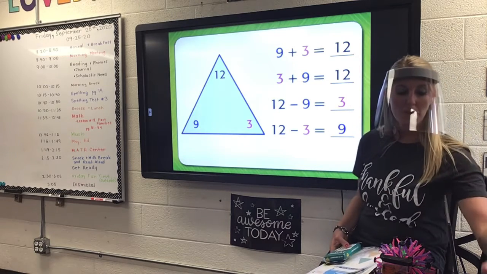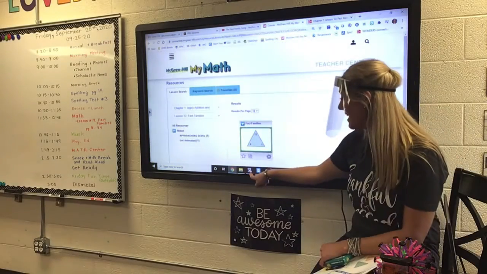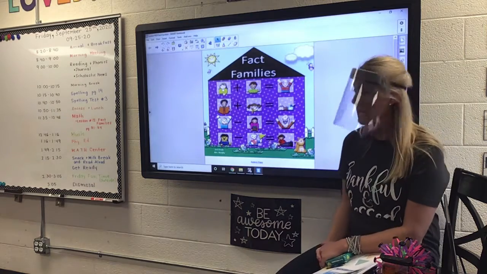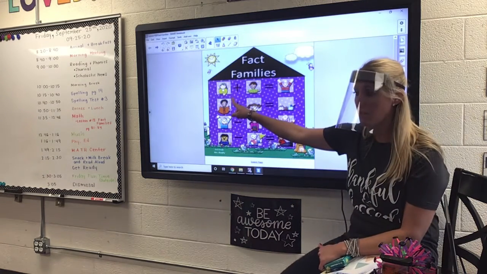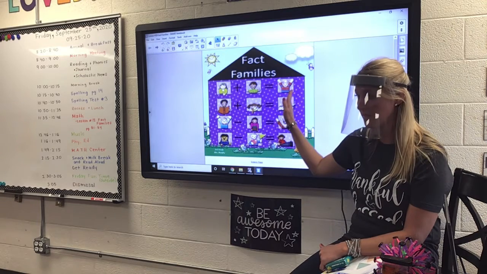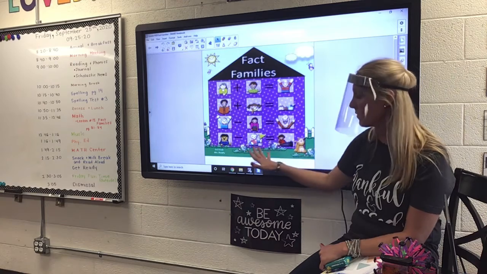Okay. So that kind of explains what a fact family is like, and we learned yesterday about a fact family. So let's review. In a fact family, we have a brother and a sister and the parents. And they live in this house. So we can think of it as a triangle or as a house, okay?